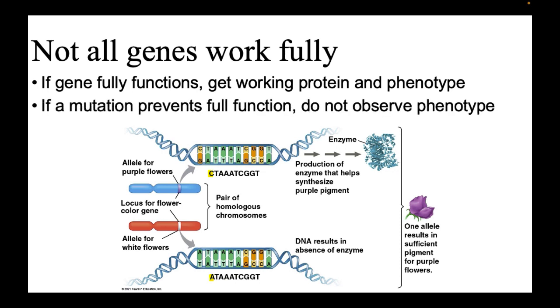If, however, you have a mutation in just the right location of that gene so that the mRNA has a screwed up codon that puts in the really wrong amino acid that disrupts the active site so the enzyme can't do its job, the result is that enzyme cannot produce the purple color. And if you can't produce the purple color, we get a different phenotype.